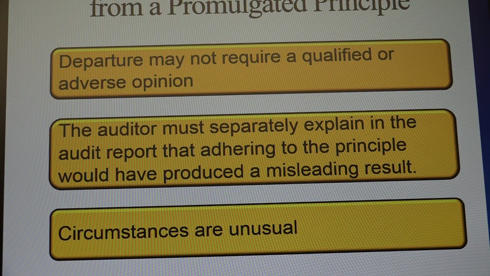you would issue the opinion that it is in accordance with GAAP, but you would also enter this separate paragraph explaining that adhering to whatever the principle would be would have produced a misleading result. And so I've never seen anything like this. I think it would be very unusual to have this situation going on, but who knows? Maybe there is such a situation and I'm just not aware of it.